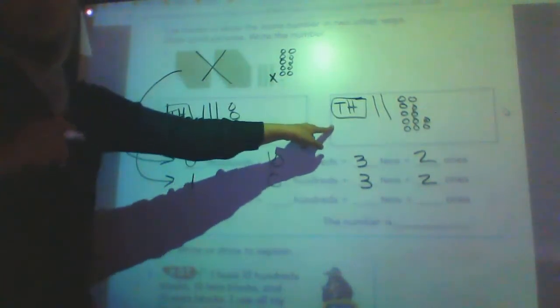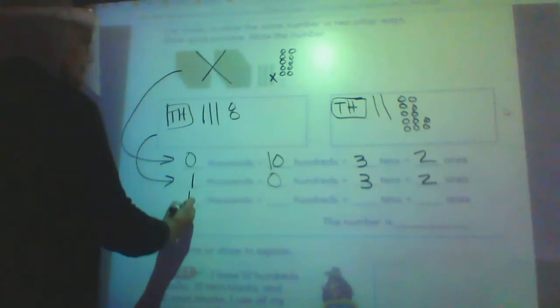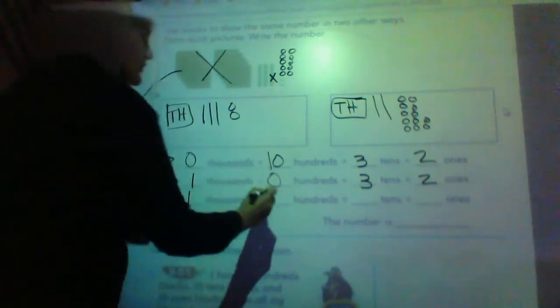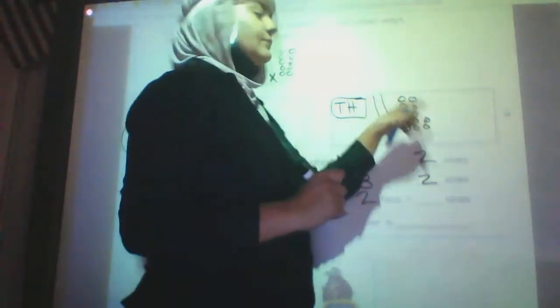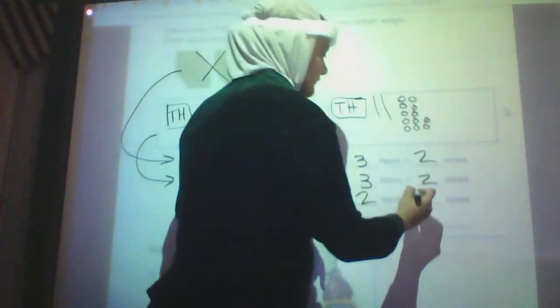Okay, so how many thousands do we have in our third picture? 1. We have 1,000. How many hundreds do we have? 0 hundreds. How many tens do we have? 2. Now we have 2 tens instead of 3. And how many ones do we have? 12.